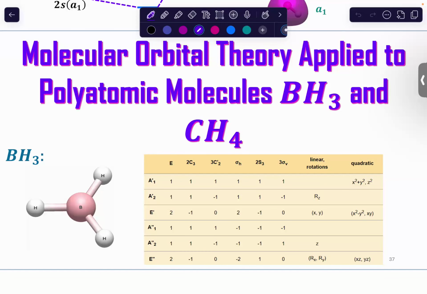All right. So we're going to look at molecular orbitals for more difficult molecules. Did we do BH3? I think we did. So we start like we were just looking at the orbitals on boron.